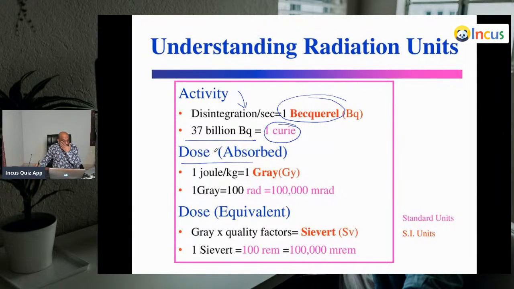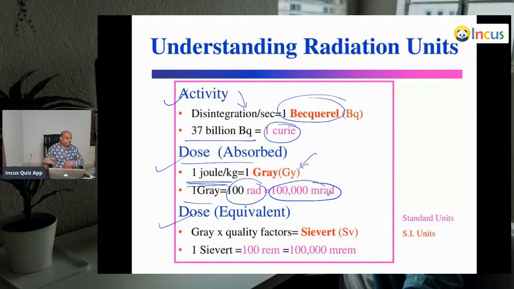Similarly, one is radiation activity, other is absorbed dose, third is equivalent dose, which you need to be very sure about. So 1 joule per kg is 1 gray, and 1 gray is also equivalent to 100 rads, which is equivalent to 100,000 millirads. So you need to have a pen and paper to master all these facts. Then equivalent dose is gray times quality factor, that is sievert. 1 sievert is equal to 100 rem, which is equivalent to 100,000 millirem. So these are the points you need to understand with regard to the radiation units.